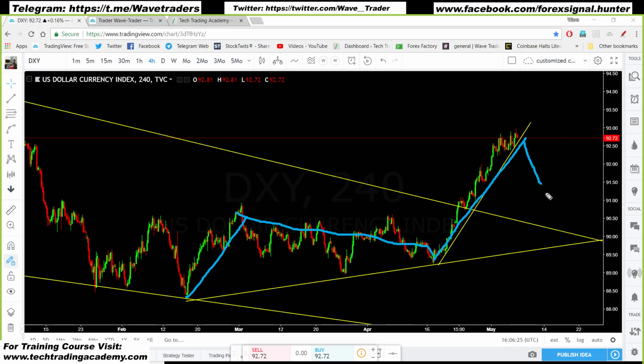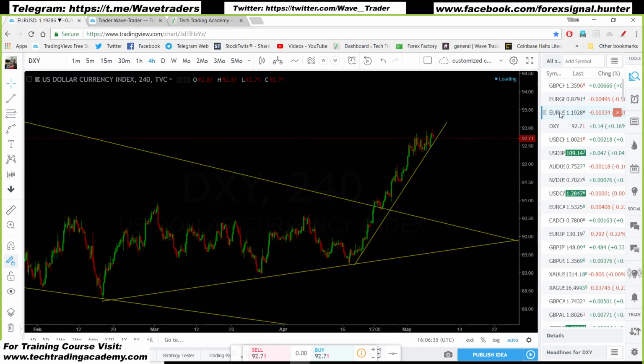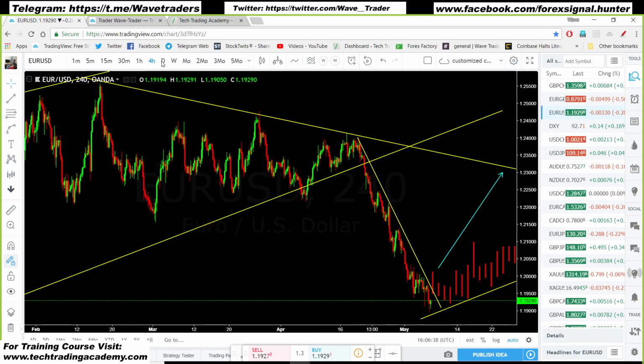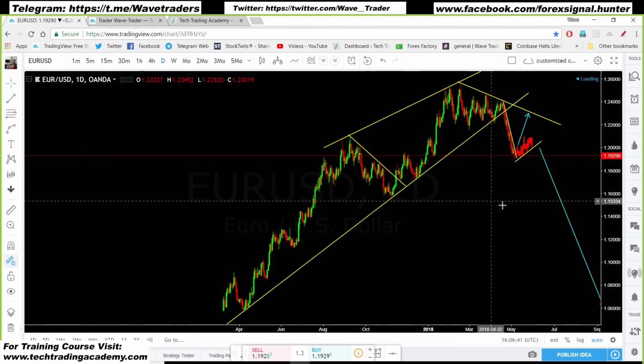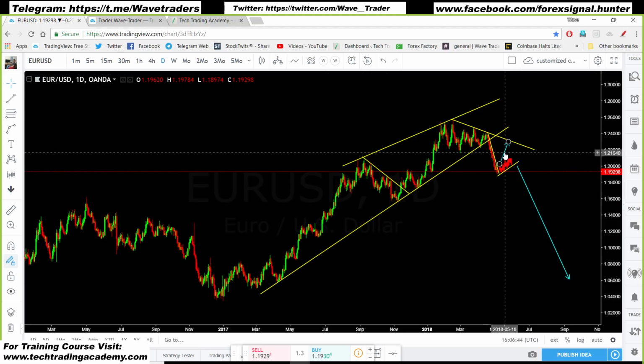So this move, the move we are looking for, that trade. Focus on that trade for this week. Once the stronger sell appears over there, start to sell the DXY. Same here on the Euro USD. Before you start to sell the Euro USD, you need to see a correction over there.